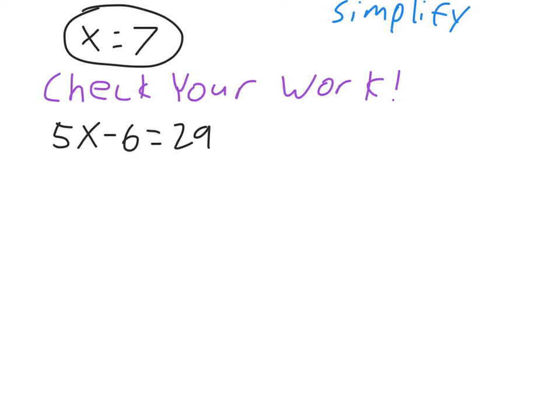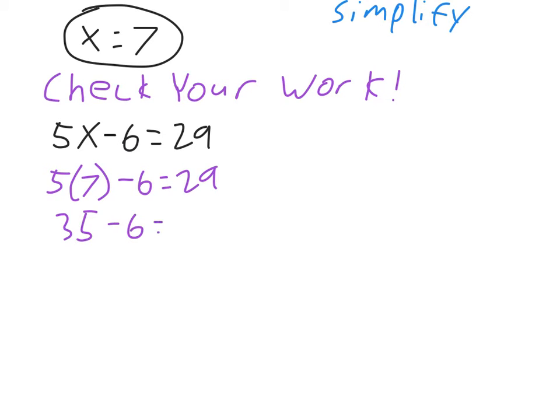So let's do that. We have 5, and then x is now 7, so times 7. I'll just put it in parentheses so we can see that x became 7. So 5 times 7 minus 6 equals 29. And then use the order of operations. 5 times 7 is 35.